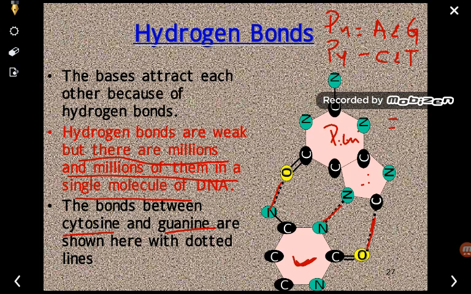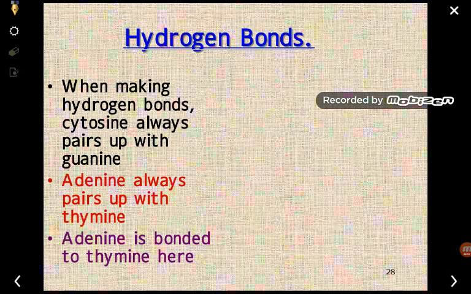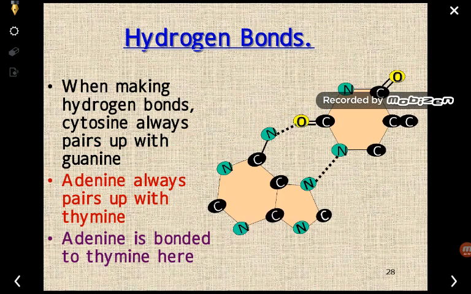When purines and pyrimidines come together by means of hydrogen bonds, the dotted lines can be seen. When making hydrogen bonds, cytosine always pairs up with guanine, and adenine always pairs up with thymine. Adenine is bonded to thymine here, and adenine and thymine are joined by two hydrogen bonds.